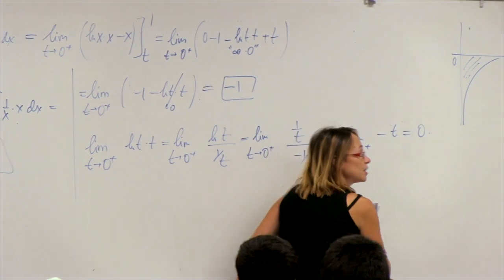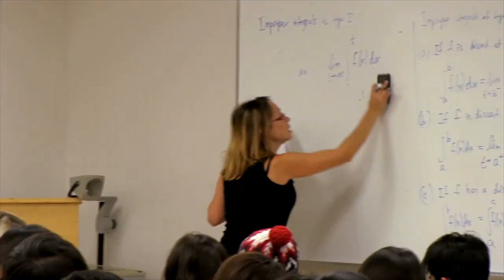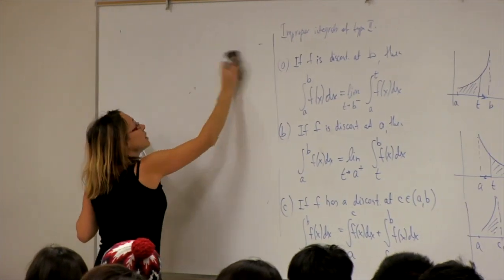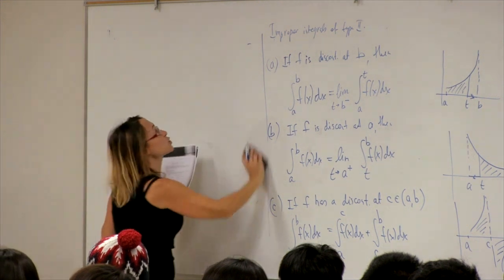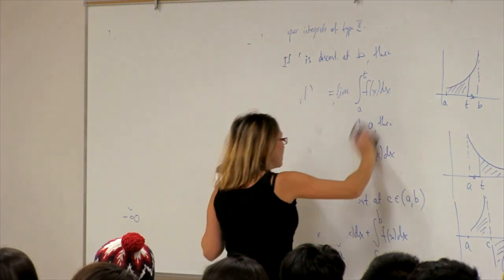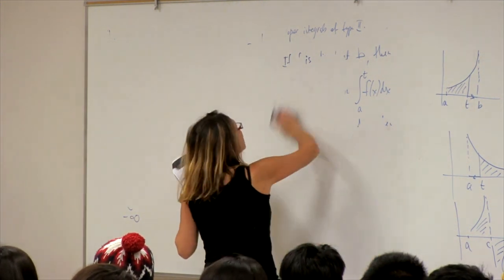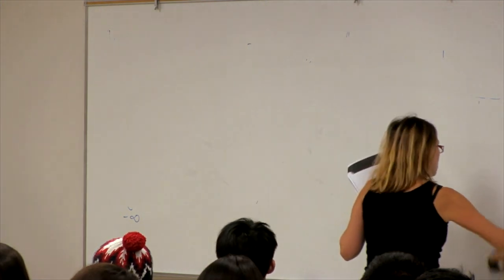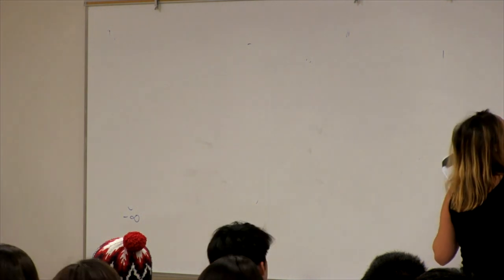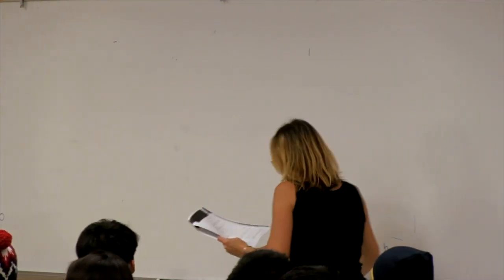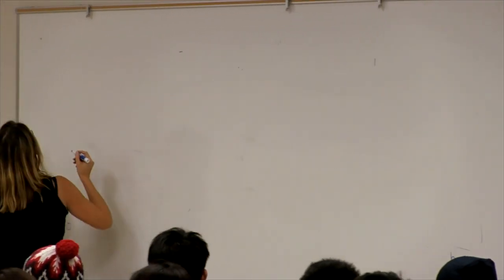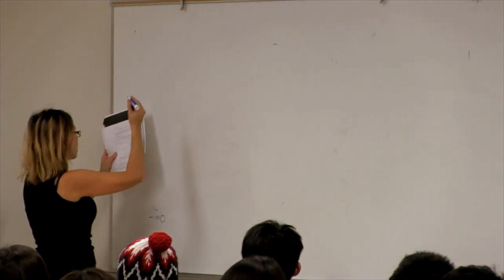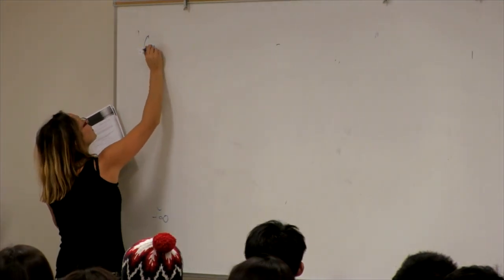Okay, so the last thing that I want to mention is a comparison test for improper integrals. Sometimes we cannot evaluate the integral, but we can tell whether it converges or diverges by comparing it with other functions whose properties are easier to study. So comparison implies that we have two objects that we know a relationship between.